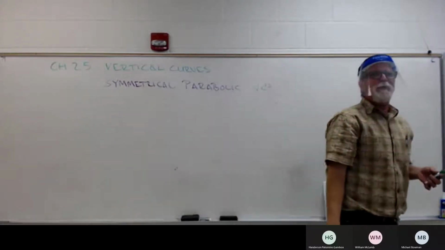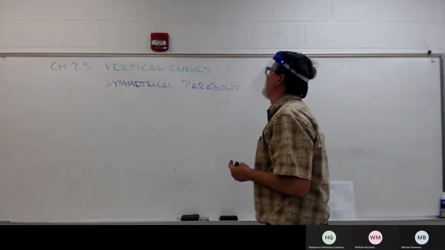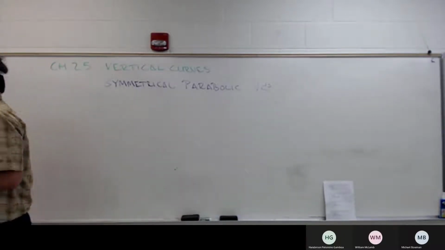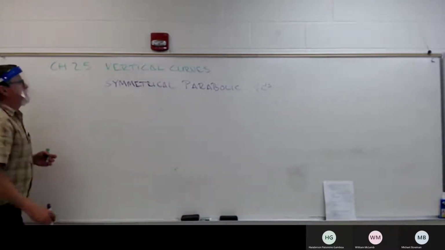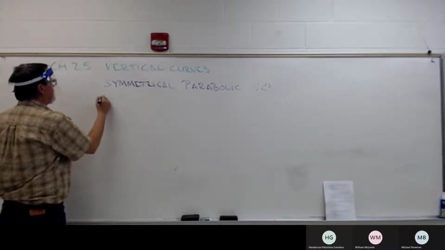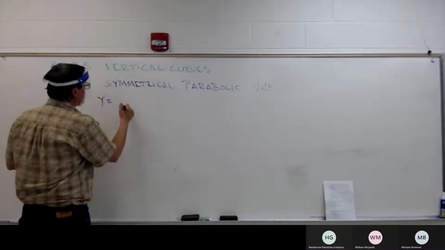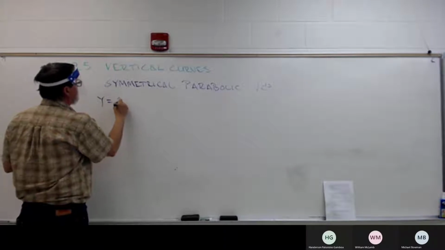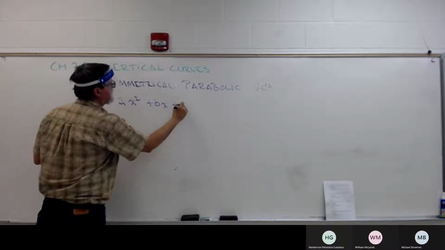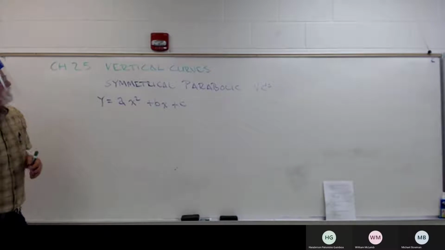They're symmetrical parabolic vertical curves. Okay. So the basic equation of a parabola is y equals ax squared plus bx plus c. Look vaguely familiar? That's the formula for a parabola.